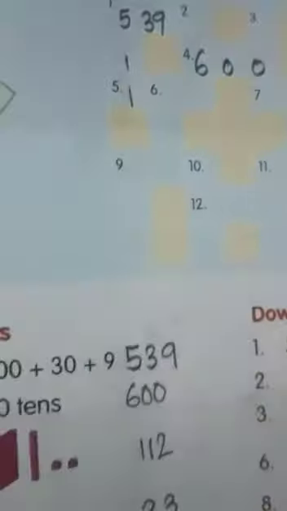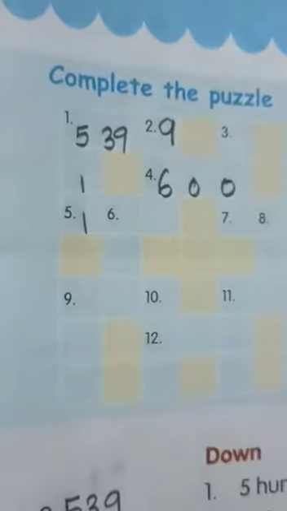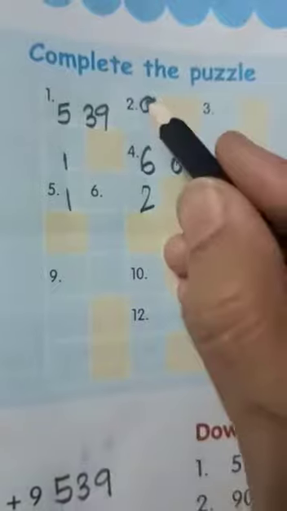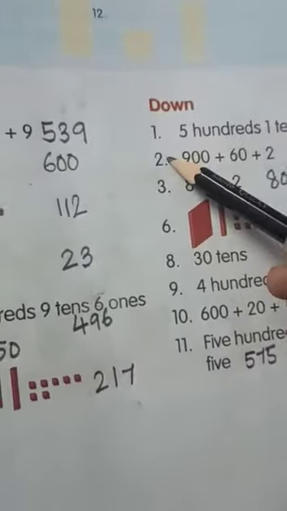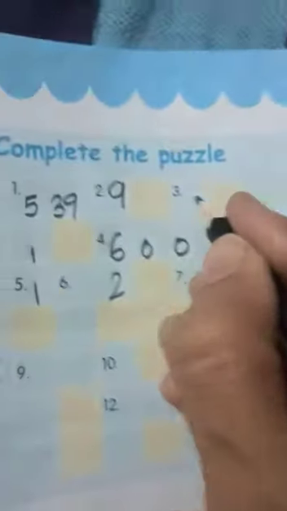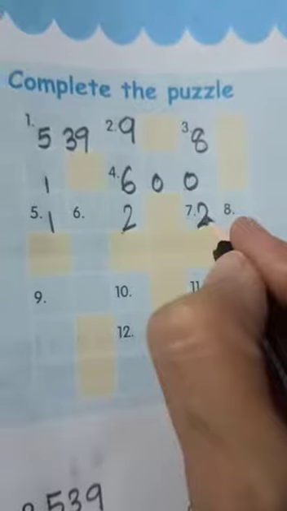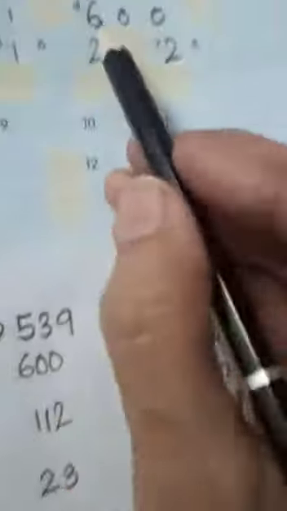And that is across. So right here 600. And second one we have 962, that is 900. We have to go down. Okay. First we have completed, second also we have completed. Let's write the third number, 802. Third number we have 800. We have 0 here, so let's write 2. And fourth one already we have written 600 here.